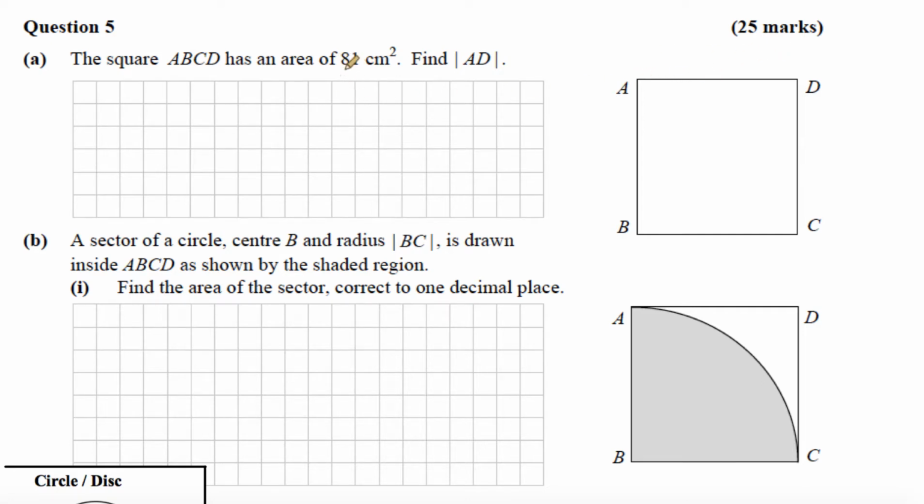Well, if the area of the square is 81 centimeters squared, the width or the length will be the square root of that. So the square root of 81 will be 9. So AD, the length of AD, will be 9. All the sides will be 9 centimeters.